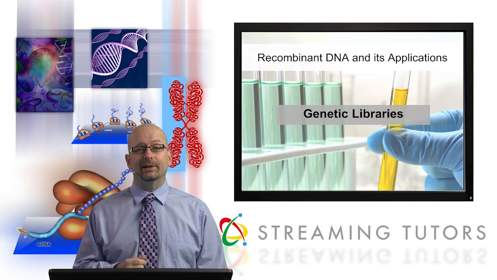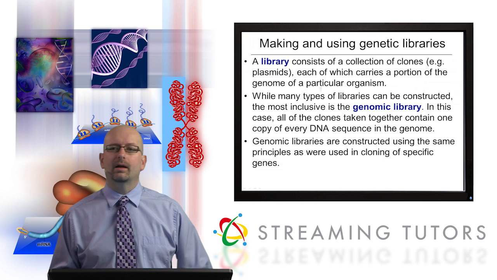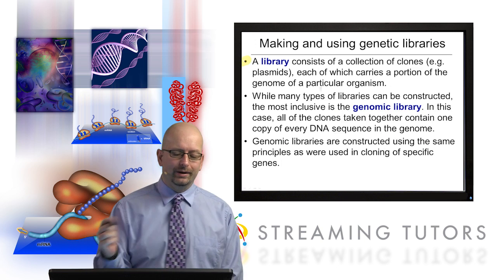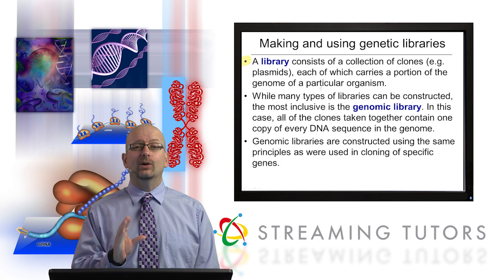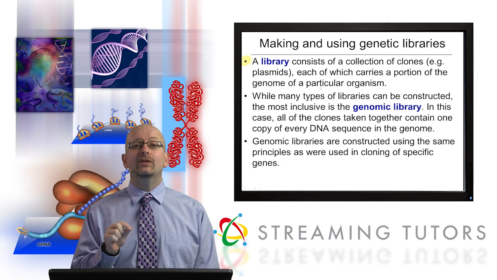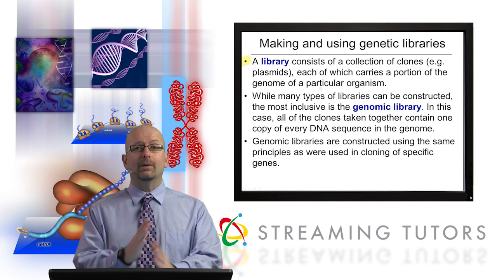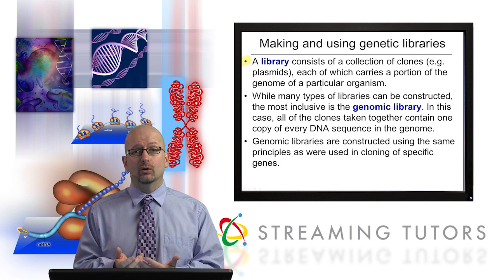Recombinant DNA and its applications, and in this session we'd like to look at the construction and usage of genetic libraries. So what a library actually is, I know you know what the regular one is, the big building, but it's a collection of clones, and they don't have to be, but we're going to say that those clones are individual plasmids, each of which carries a single portion of the genome of a particular organism. So in other words, the net sum of all of these plasmids together would represent all of the information in the genome of the organism.